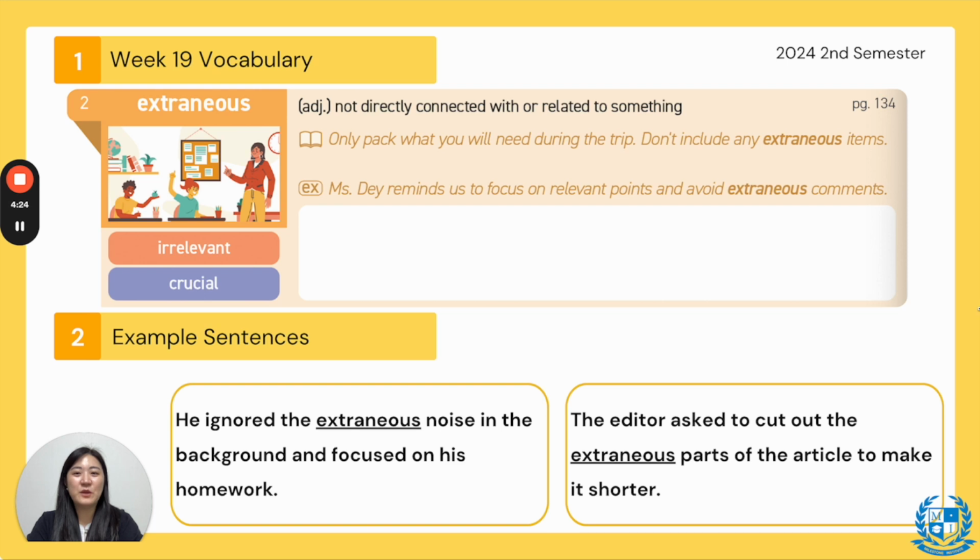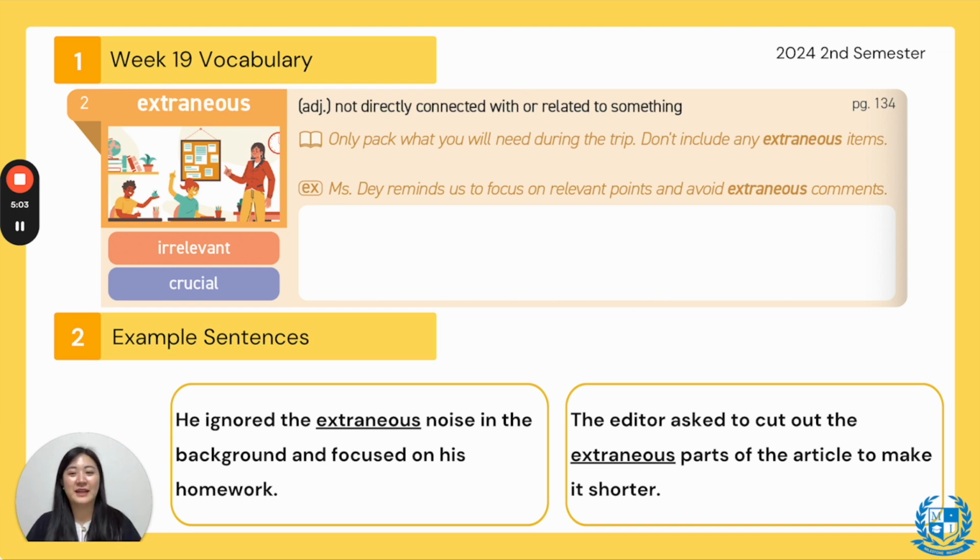In our TED Talks it says, only pack what you will need during the trip. Don't include any extraneous items. So don't pack like your doll because you don't really need it, right? Or don't pack all of your pillows because there will be pillows there. Example, let's read together. It says, Ms. Day reminds us to focus on relevant points and avoid extraneous comments. So meaning the teacher says we need to focus. Don't try to talk about other little topics that are off topic. I hope you read with me.